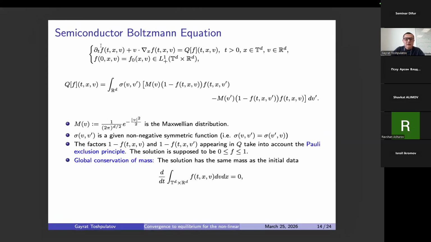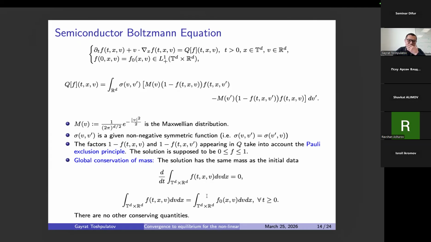Again, this equation conserves the mass, so we can integrate this equation with respect to x and v, and using the expression of the operator Q, one can check that the time derivative of this integral is 0. Hence, the integral of f equals the integral of the initial data for all time. So this is mass conservation. However, there are no other conservations like conservation of momentum and energy. We only have conservation of mass.